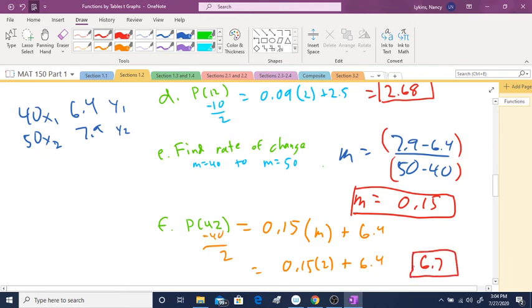Okay? Now, I've got 2 more examples, and these should go by quicker. And then I'm finished. Okay?